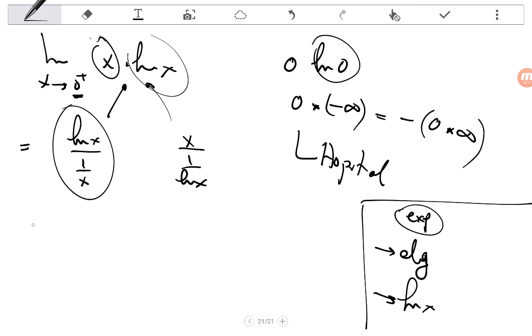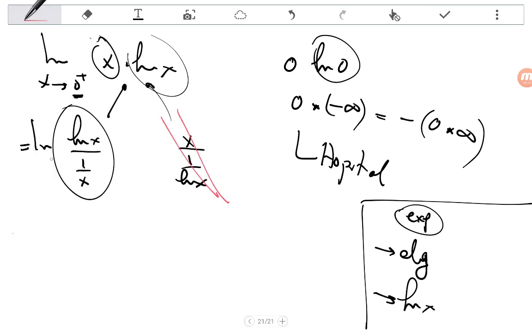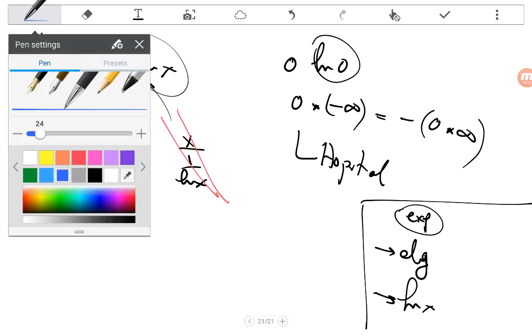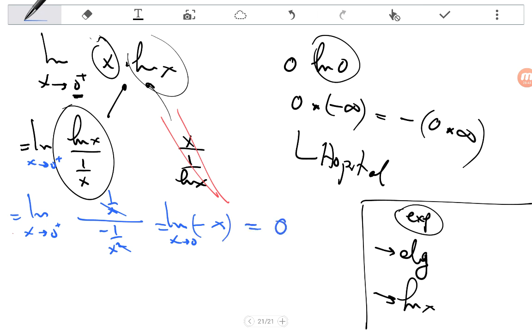This expression is more suitable for me. So this limit will be like this: limit x approaching 0 plus. Now I will apply L'Hopital's rule. The derivative of ln x is 1 over x. The derivative of 1 over x is minus 1 over x squared. I make a simplification, and that will be minus x. I make a direct substitution, it will be 0. So the limit of this one is just 0. Okay, enough for today.